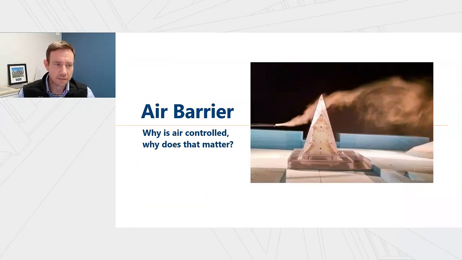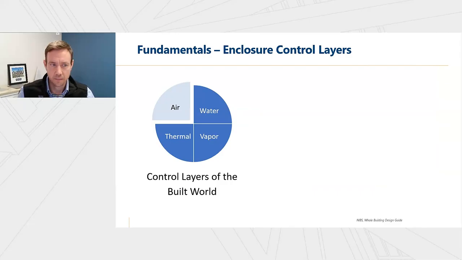So first off, let's talk about the air barrier of a building enclosure and why is air controlled and why does that matter? Zooming out a bit and to put things into perspective, there are four primary control layers of the building enclosure. The enclosure that is composed of roof, walls, floors, and foundation. In order of importance and performance needs of the enclosure, the first and most important is control and management of water with a water barrier.